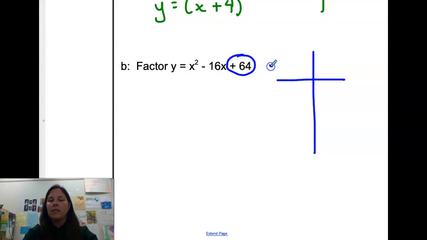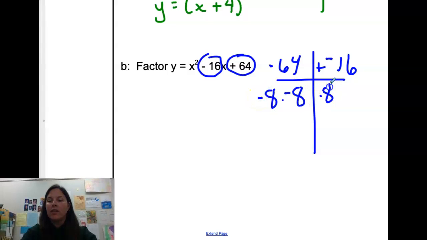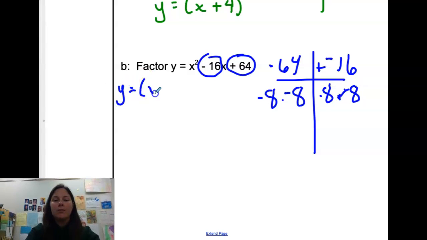Last one, setting up that t-chart. What multiplies to 64 and adds to a negative 16? So this time, because we're multiplying to a positive and adding to a negative, we're going to have two negative numbers. And those numbers are negative 8 times negative 8. Negative 8 plus negative 8 gives me a negative 16. Same thing, setting up those parentheses, we have an x minus 8 and an x minus 8.